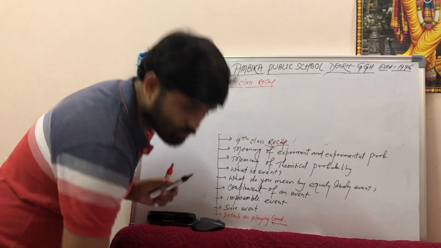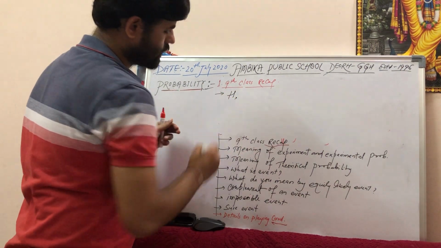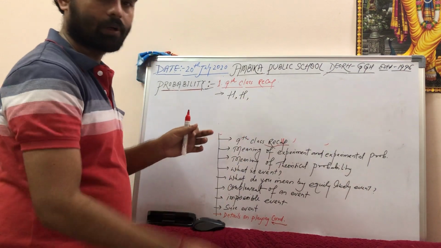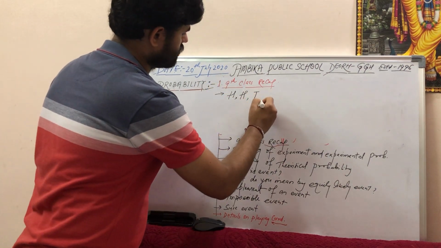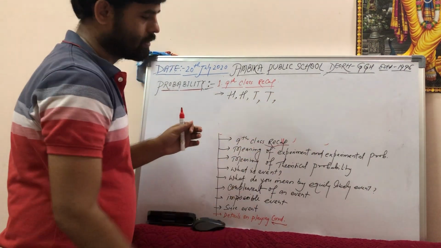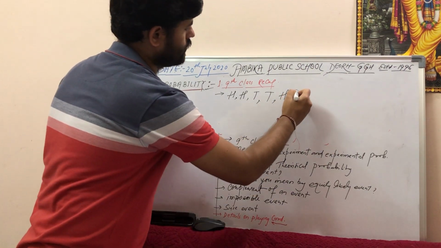First time I tossed this coin, I got head. Second time, I got head. Third time, I got tail. Fourth time, I got tail. Fifth time, I got head. Sixth time, I got tail.